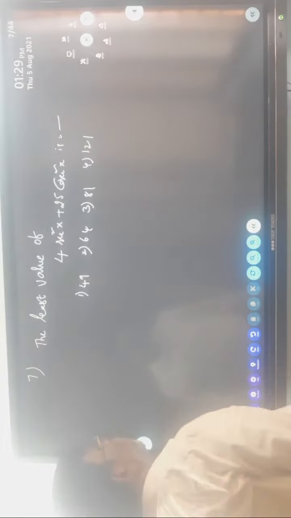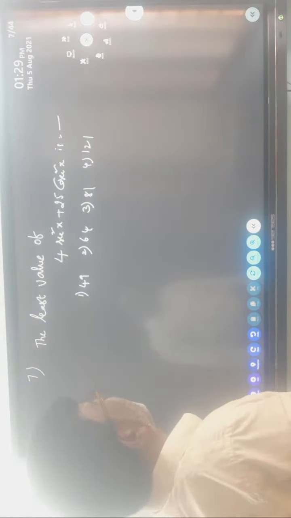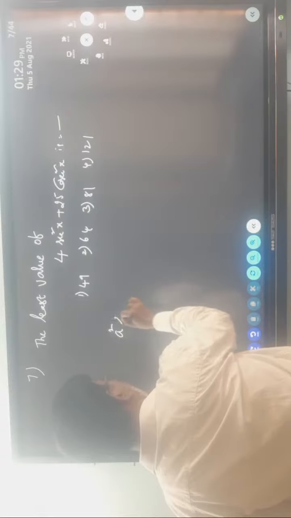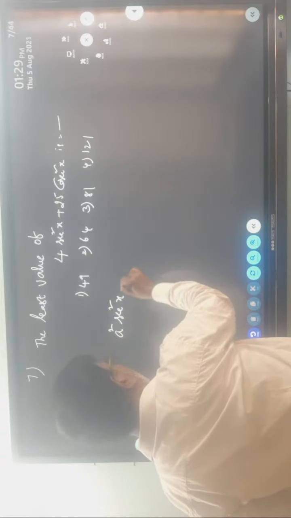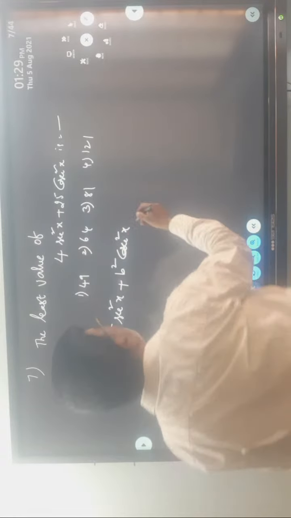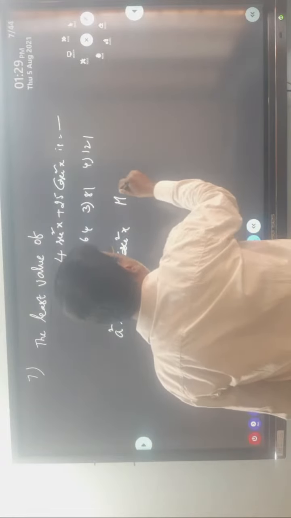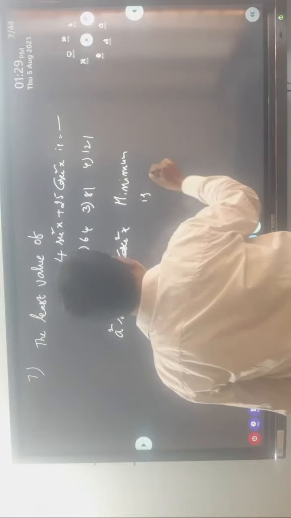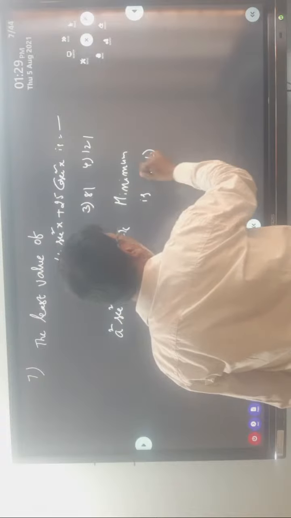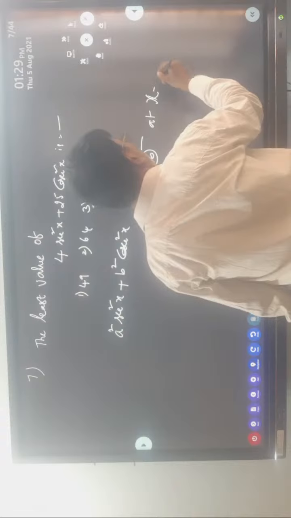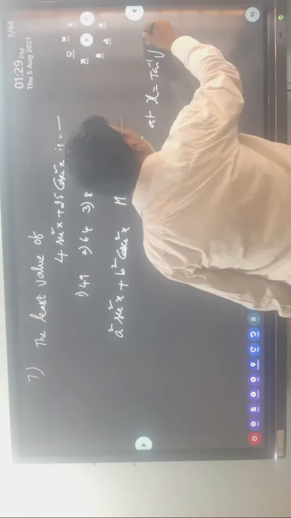So this is a very important formula. A plus b whole square. Remember that formula once again. For a square secant square x plus b square cosecant square x, the minimum value, or the least value, is a plus b whole square. That is the formula, at tan inverse x equals tan inverse root b by a.